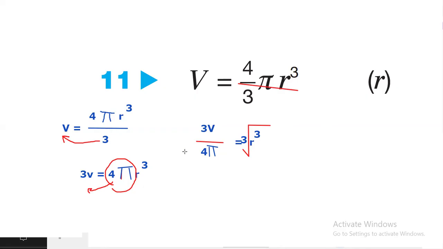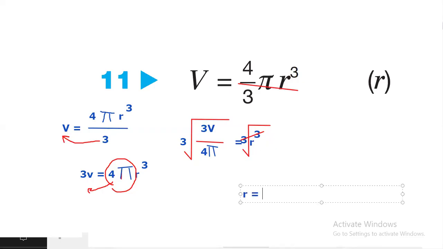I'm going to put a cube root like this to solve the problem of cubing, or to do the opposite of cubing, and this is the cube root. Now, the cube root will cancel the cube like this. This cube root will cancel the cube. I'll end up with r. So the final answer will be like this.